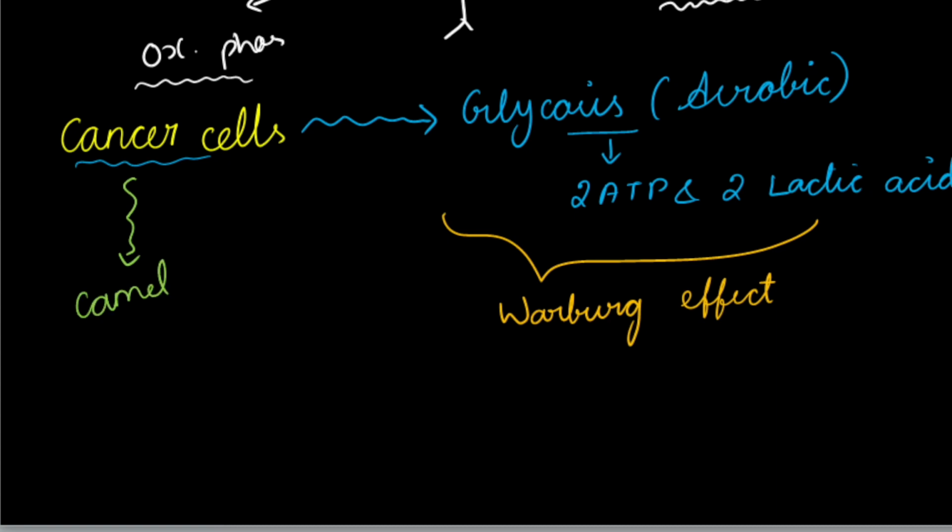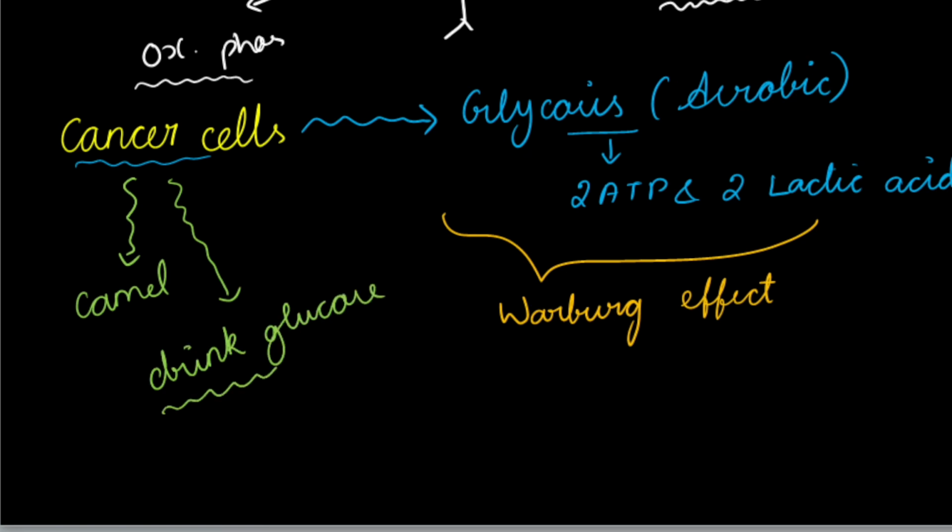Here our cancer cells act exactly like a camel. We all know that a camel, after a long desert trip, will drink a lot of water and save it for future purposes. In the same way, even though cancer cells require a lot of energy, they use glycolysis, but they drink a lot of glucose whenever it is available.